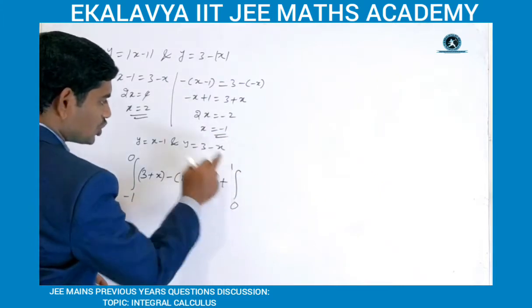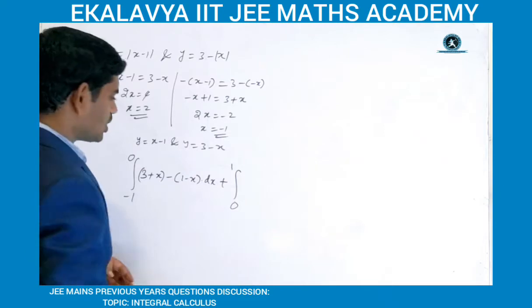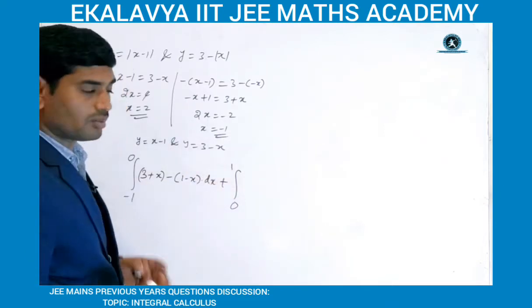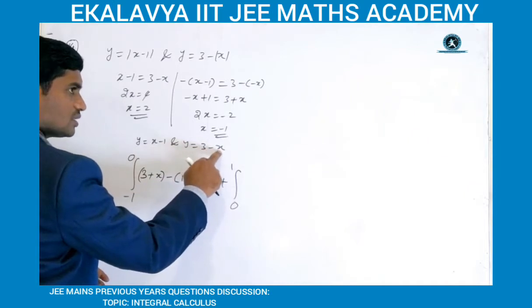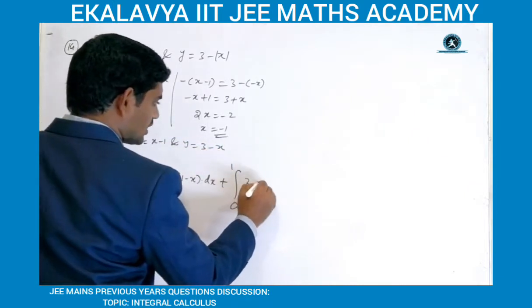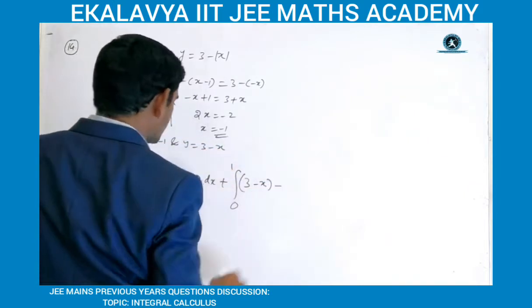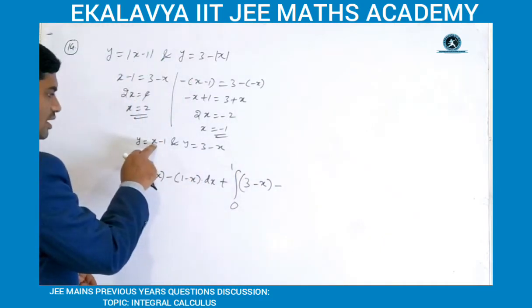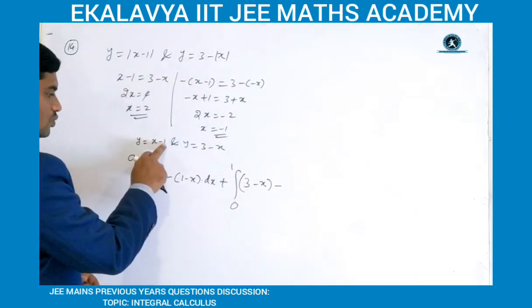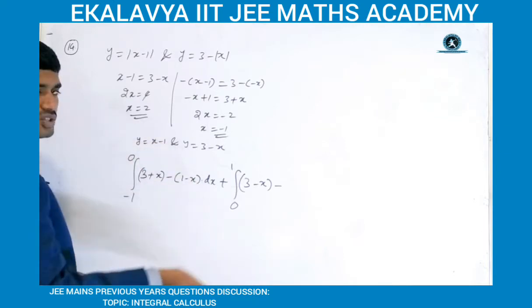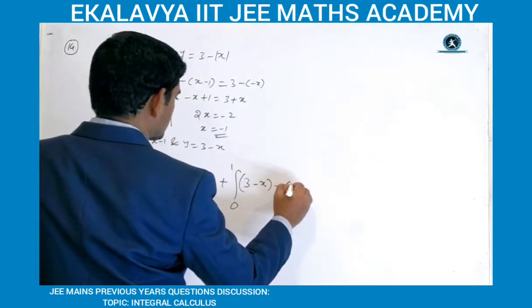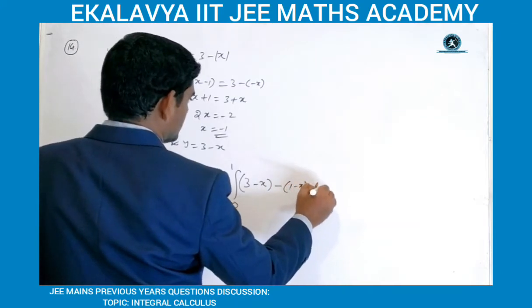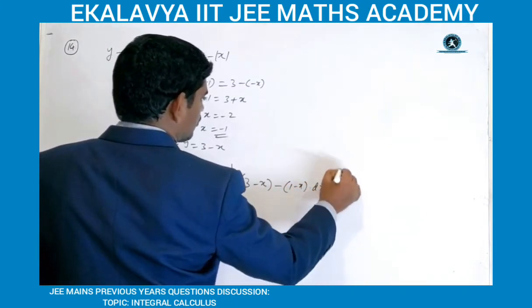Similarly, between 0 to 1, you should take any number. Suppose I take 0.5, that is 1 by 2. If we substitute here, we get 3 minus 1 by 2, and for the lower one, 1 by 2 minus 1, which is minus 1 by 2, so we get a negative. So the negative of x minus 1 is 1 minus x, dx, plus the integration from 1 to 2.